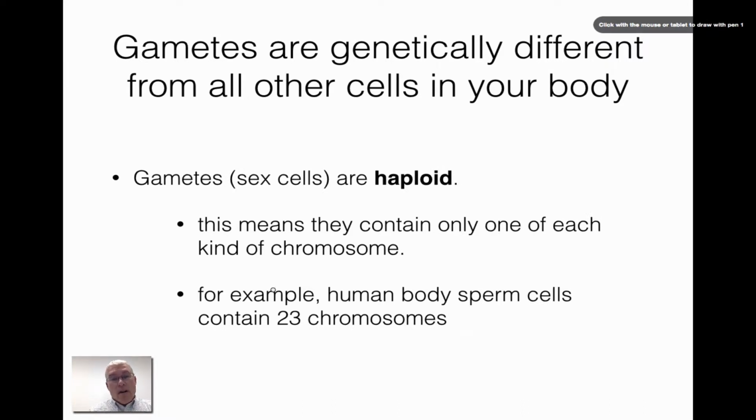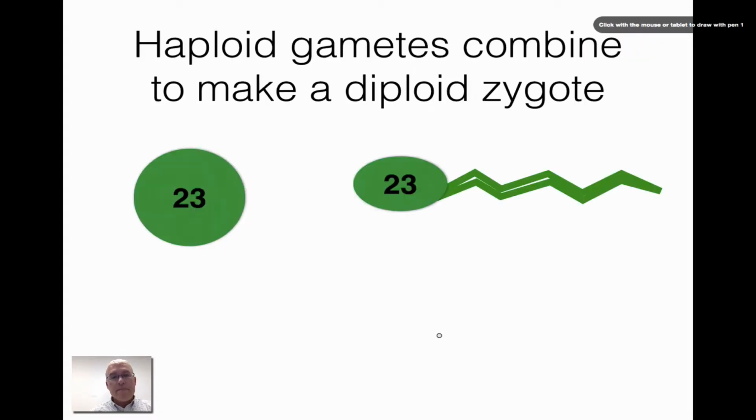Now, gametes, as I said earlier, are haploid. These are otherwise known as sex cells, and they contain half the normal number of chromosomes because they have to. Two gametes are going to combine to produce a new offspring. So gametes have to be haploid. This word means half the normal number of chromosomes. And for example, in human sperm cells and human egg cells, there are only 23 chromosomes. They no longer are paired up.